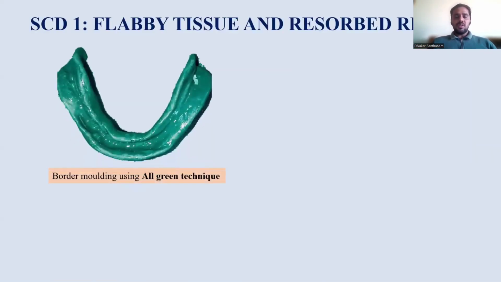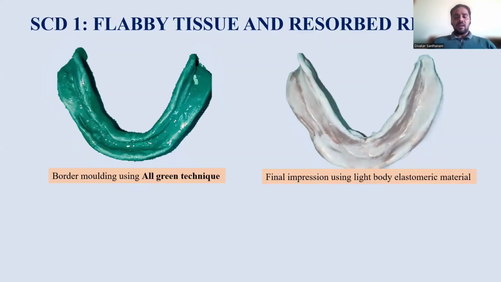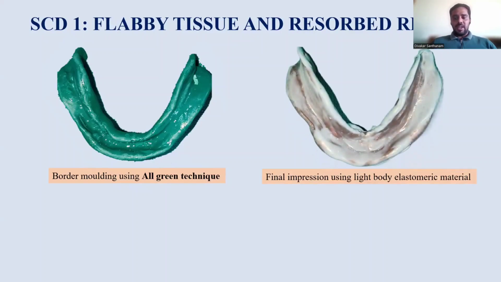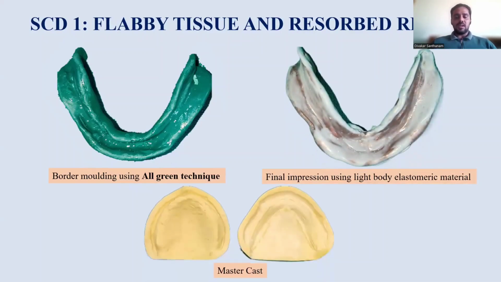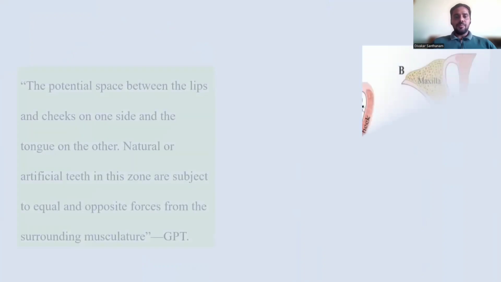For the reserve bridges, we didn't do the conventional border molding. We did the all-green technique so that we can record as much tissue and as much area as possible, to get more support from the ridge area which is available inside the patient's mouth. Then the final impression is made with the help of light body elastomeric impression material. Then master casts have been poured with the help of dental stone.